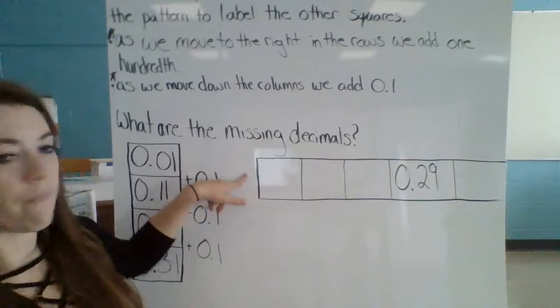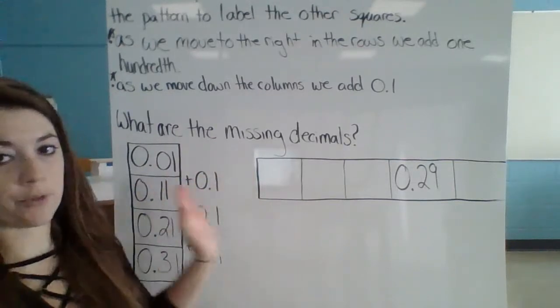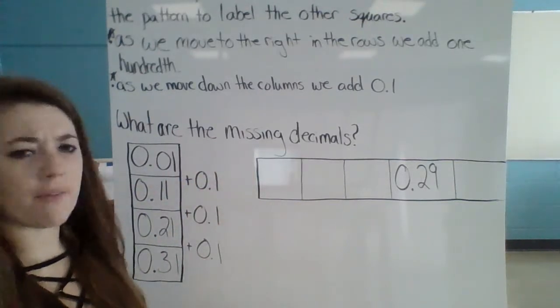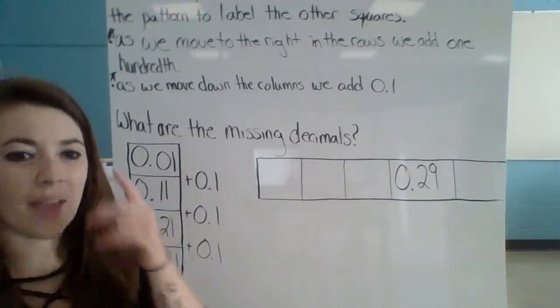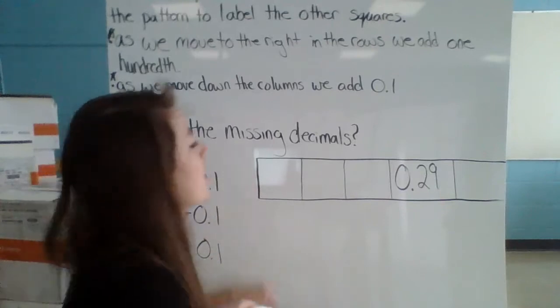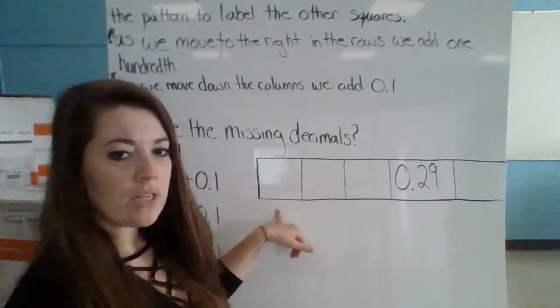All right, the next one. Now, we did the column, now we're doing the row. So what's the rule that we have to do when we do a row? Do we add a tenth or do we add a hundredth? We add a hundredth, correct. So here, we don't have our starting number. We started off almost at the very end.